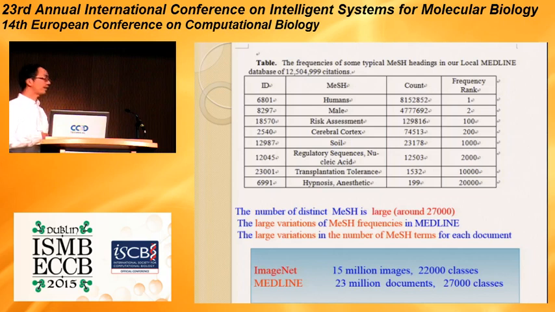There is a very interesting comparison between Medline and ImageNet. We all know that ImageNet is a very important recent competition. It is used in image annotation, and Google and other very famous IT companies spend a lot of money and people on this job. It has 15 million images and more than 22,000 classes. But Medline actually has more documents and more classes.